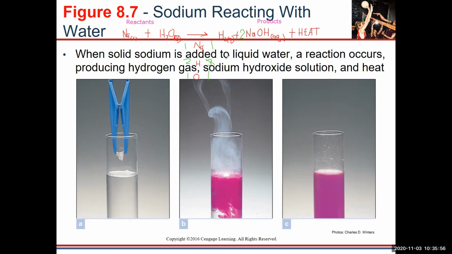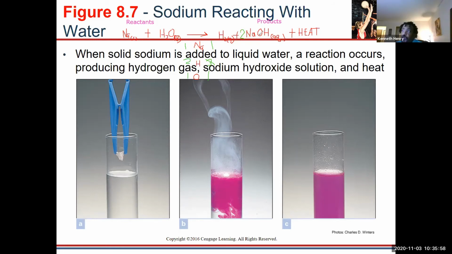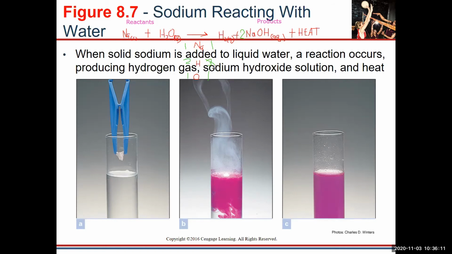Wait, I'm kind of lost. So you see the 2 in front of the sodium hydroxide. Okay, so that means I'm multiplying 2 by this whole compound. So how many sodiums do I have now? 2. So I now have 2 sodiums.